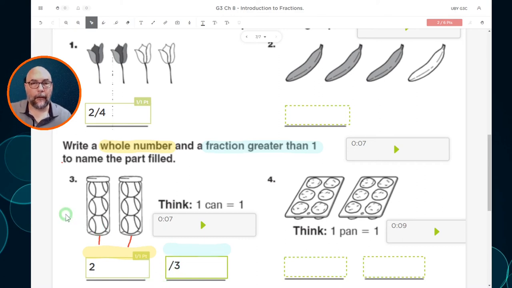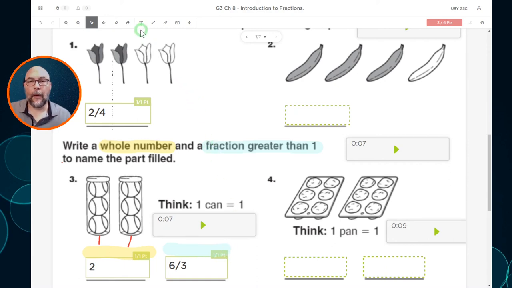Now, numerator is all of them counted together. So that's one, two, three, four, five, six. So six thirds and the number two are the same. I got that right because that turned green.